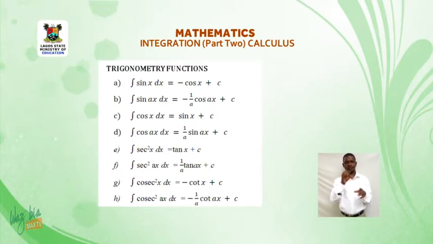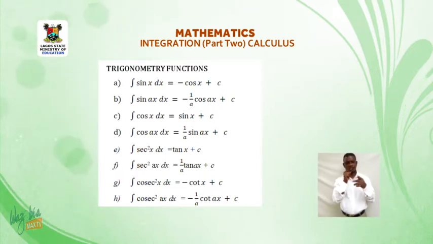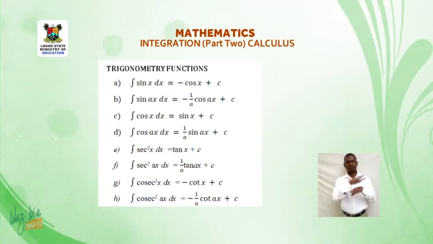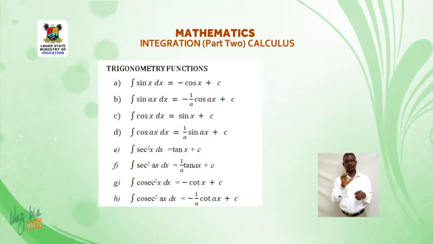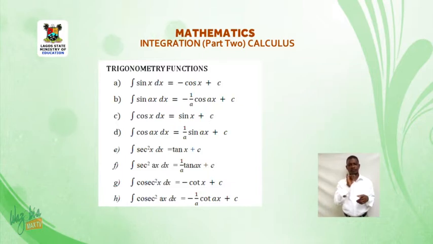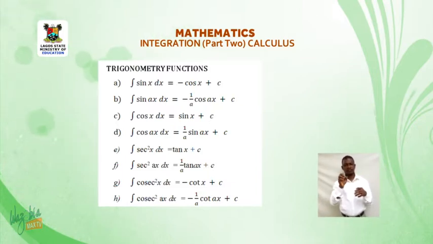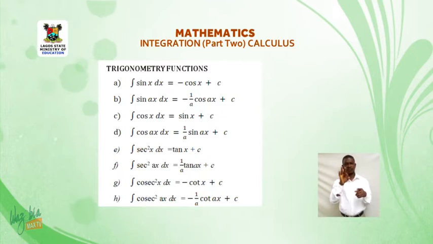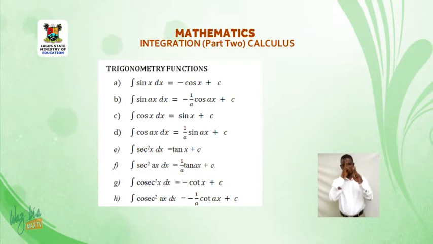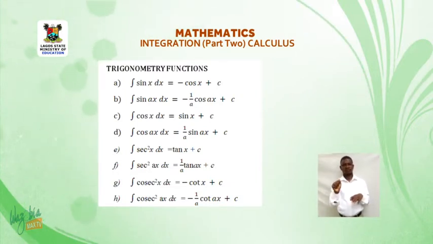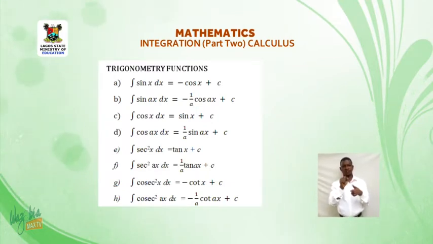D. The integral of cos ax with respect to x is equal to 1 over a sine ax plus c. E. The integral of sec square x dx is equal to tan x plus c. F. The integral of sec square ax with respect to x is equal to 1 over a tan ax plus c.